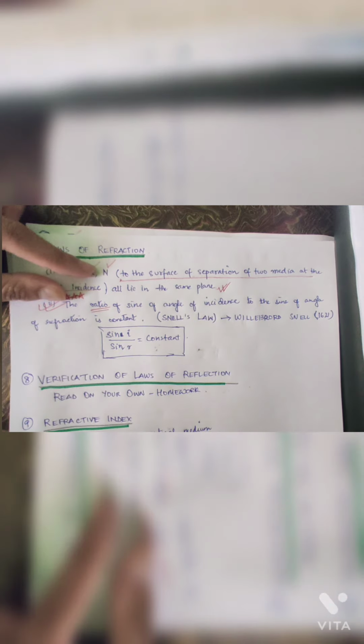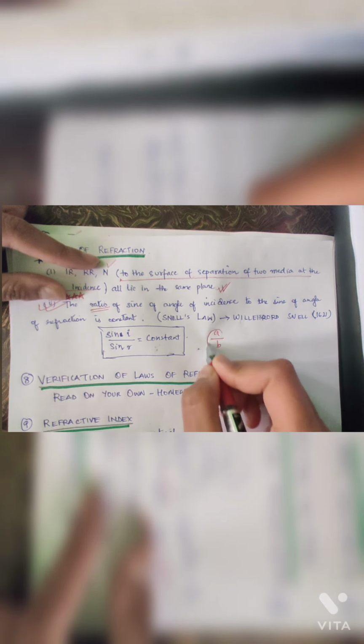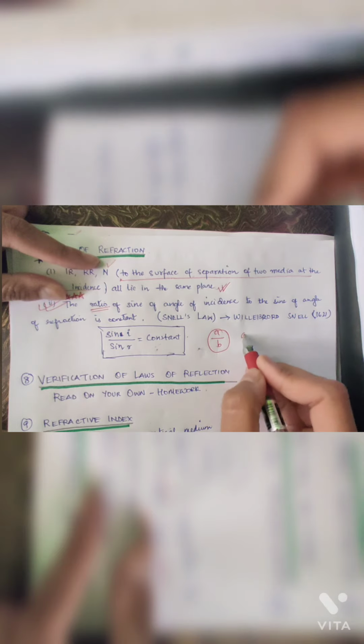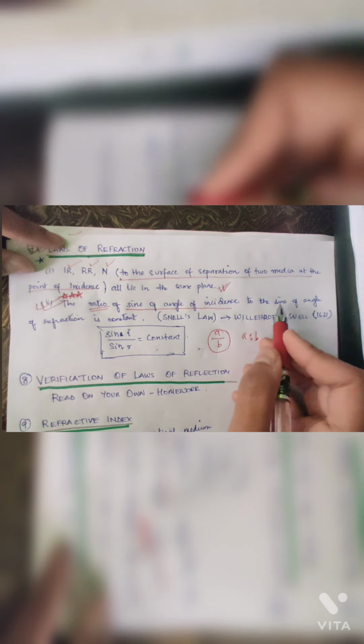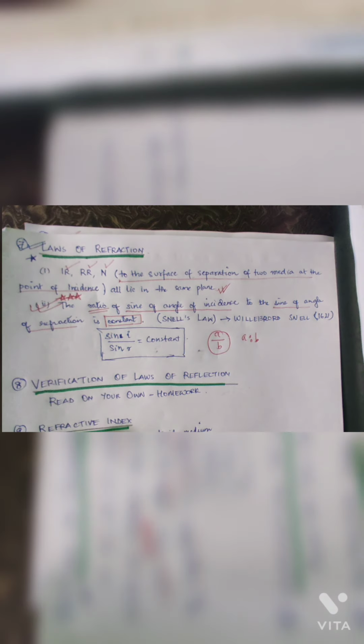All right. So here the ratio. When they say ratio, you know, right? It is always A by B, or A is to B. That is ratio. So the ratio of sine of angle of incidence to the sine of angle of refraction is constant. What do you mean by constant? It is always the same. That I will tell you during verification. It doesn't change. Even if the angle changes, the sine I by sine R will always remain a constant.